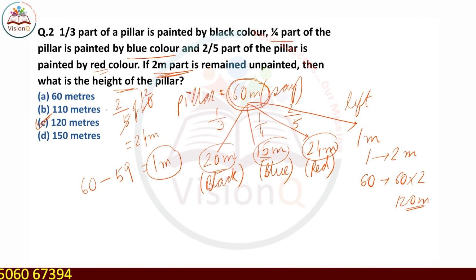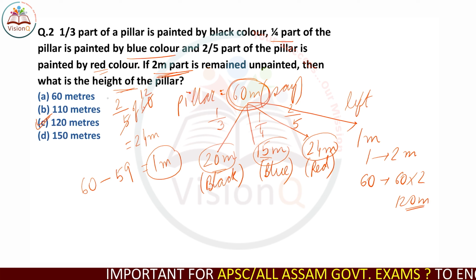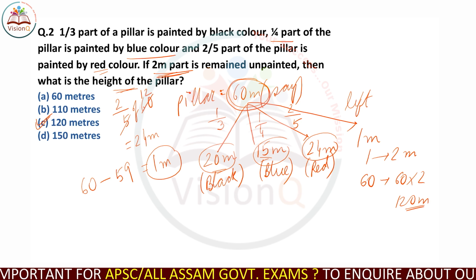So the concept of this question is very important for any examination. The concept is of fraction. You should take a number which is divisible by 3, 4 and 5, and then you can solve the answer of this question number 2 easily.